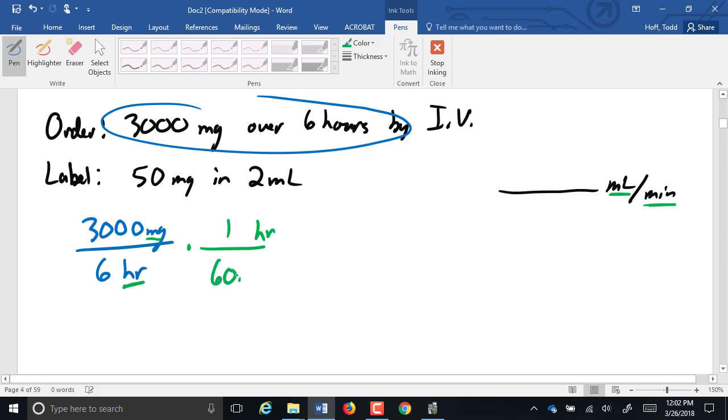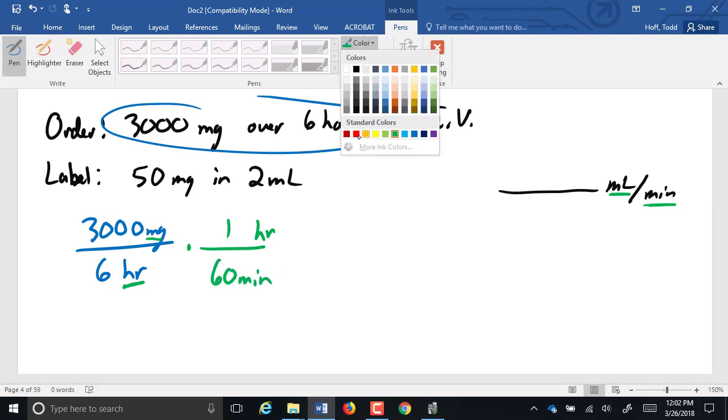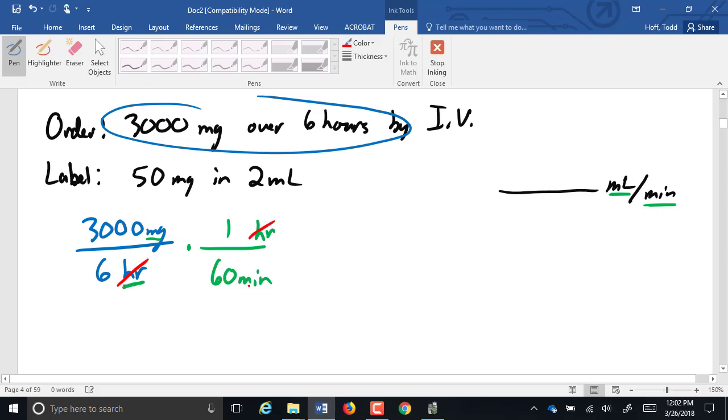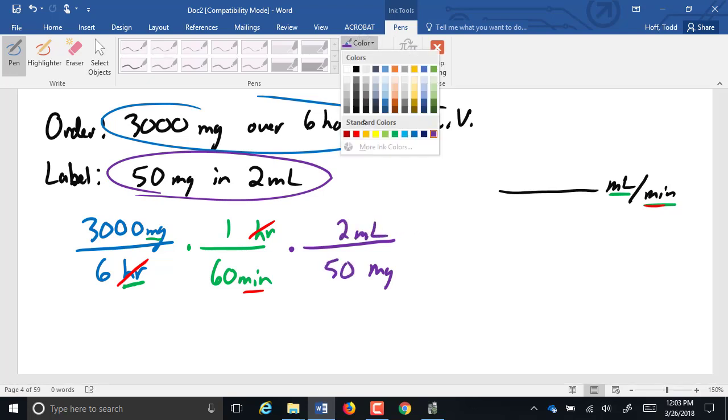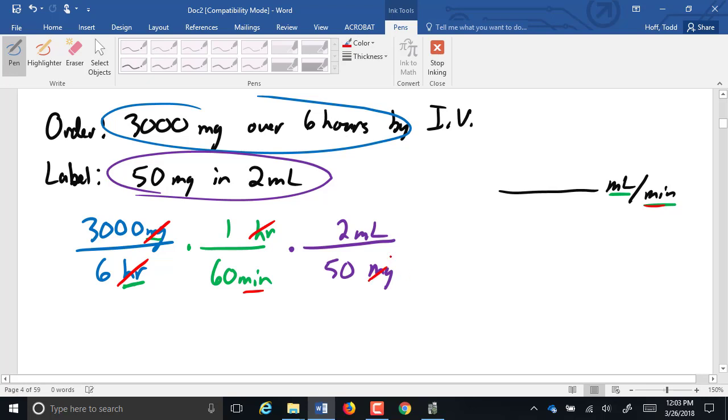1 hour is 60 minutes, and the hours will cross cancel out. So we have the minutes in the denominator. That's what we want. We need to get rid of those milligrams in the numerator. And we have this equivalency from the label, 50 milligrams in 2 milliliters. So the milligrams are gone, and we'll note we have milliliters in the numerator. That's what we want. And minutes in the denominator. That's what we want as well.